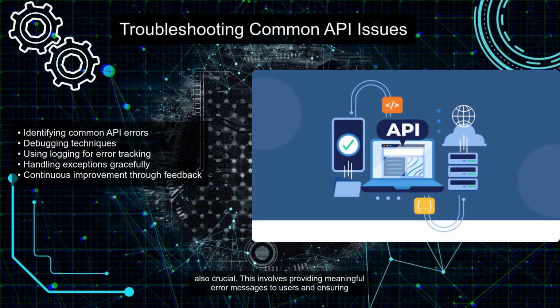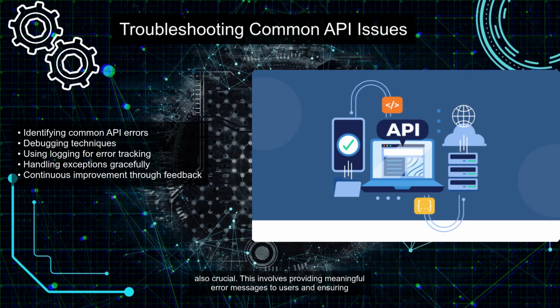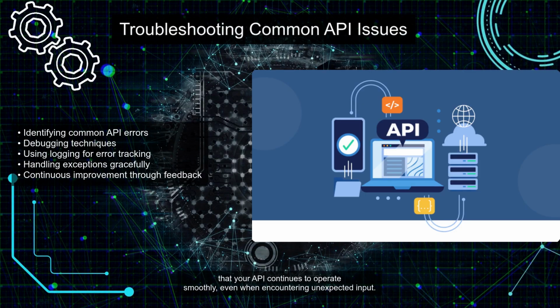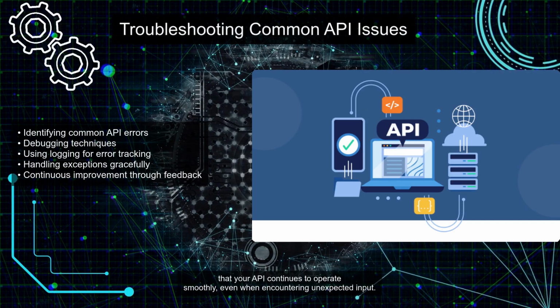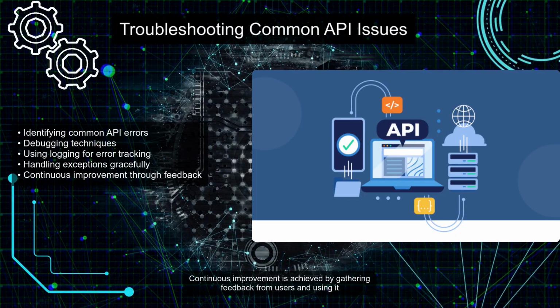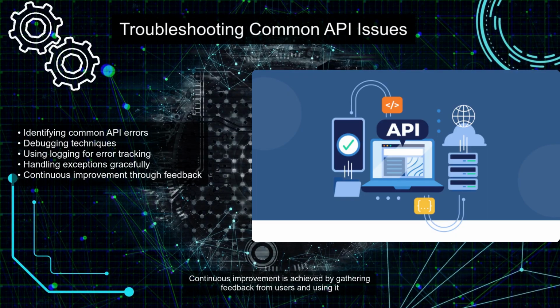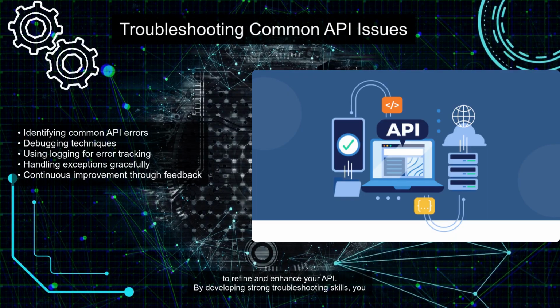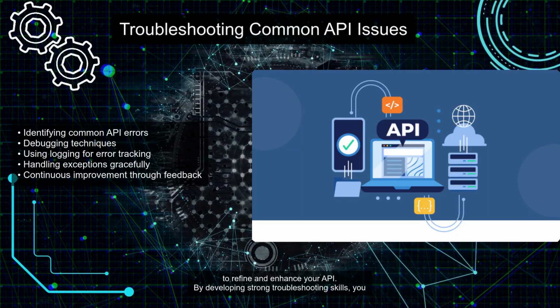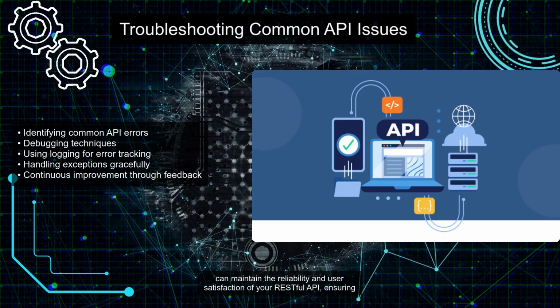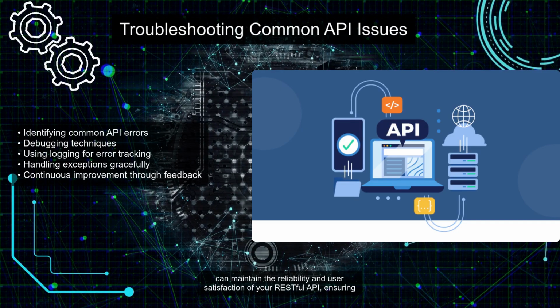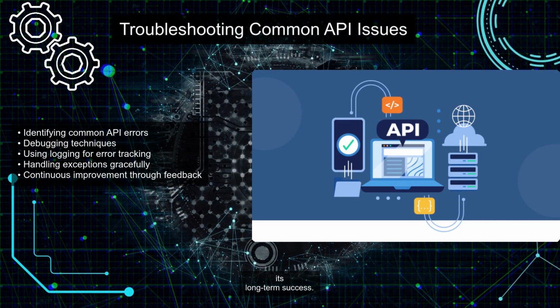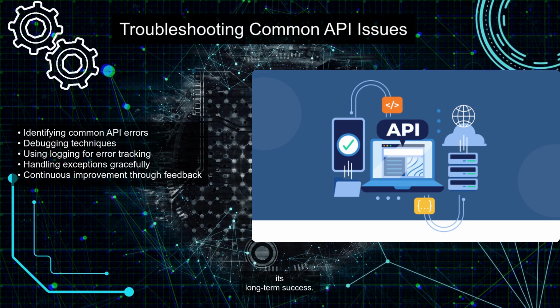Handling exceptions gracefully is also crucial. This involves providing meaningful error messages to users and ensuring that your API continues to operate smoothly, even when encountering unexpected input. Continuous improvement is achieved by gathering feedback from users and using it to refine and enhance your API. By developing strong troubleshooting skills, you can maintain the reliability and user satisfaction of your RESTful API, ensuring its long-term success.